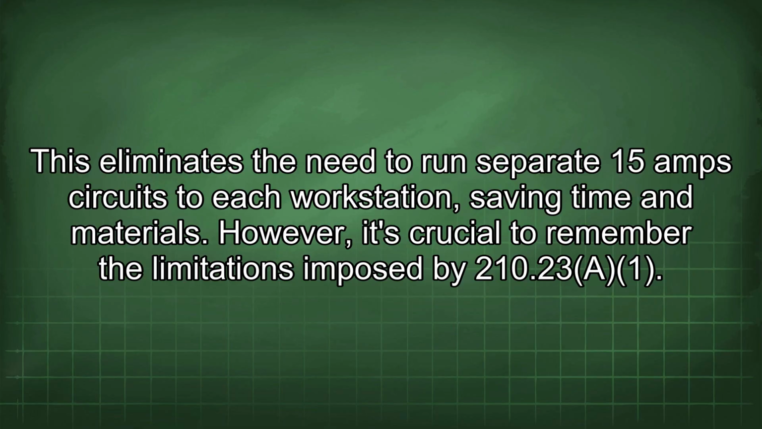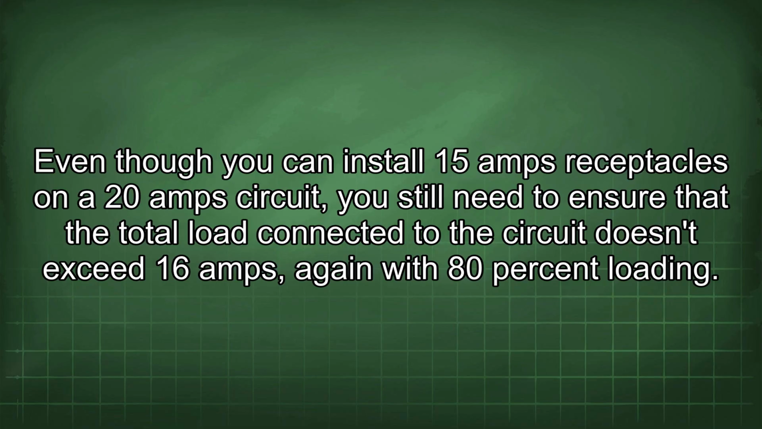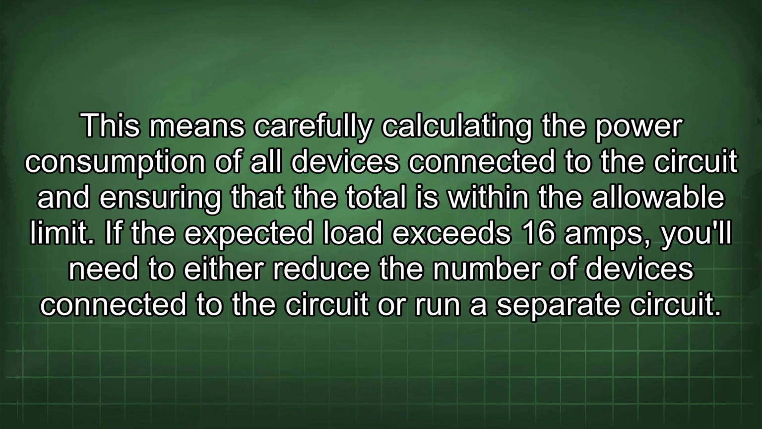However, it's crucial to remember the limitations imposed by 210.23. Even though you can install 15 amp receptacles on a 20 amp circuit, you still need to ensure that the total load connected to the circuit doesn't exceed 16 amps, again with 80% loading. This means carefully calculating the power consumption of all devices connected to the circuit and ensuring that the total is within the allowable limit. If the expected load exceeds 16 amps, you'll need to either reduce the number of devices connected to the circuit or run a separate circuit.